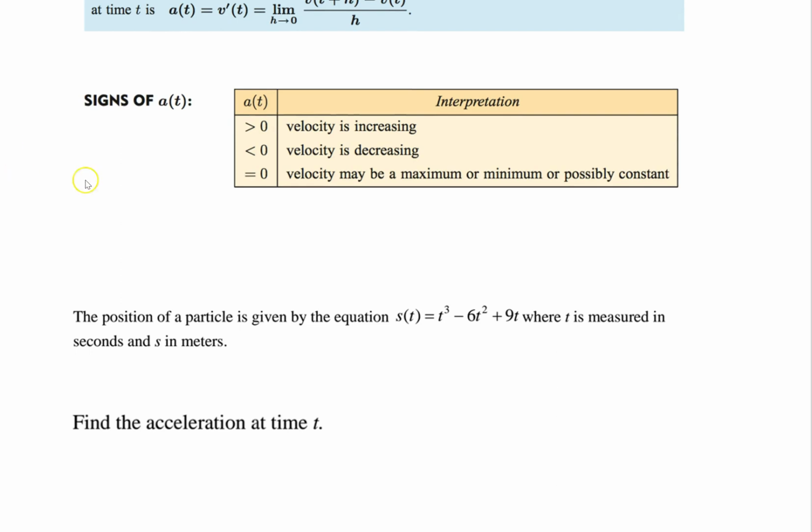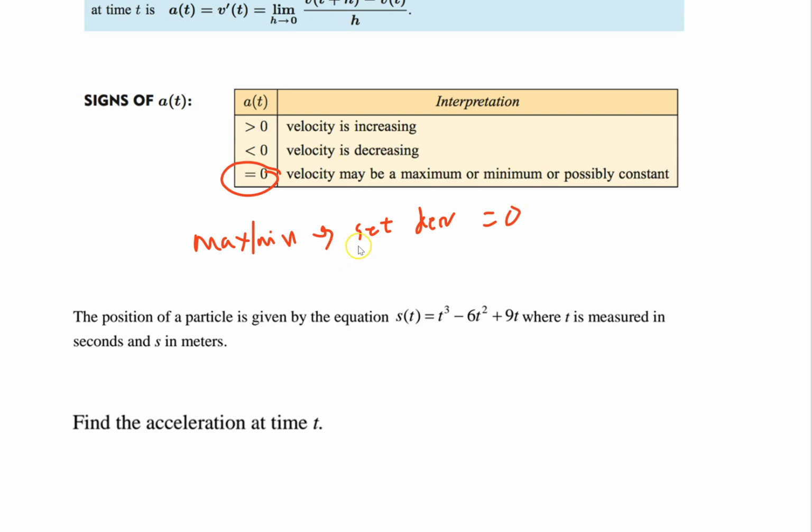So some key terms right here. If acceleration is positive, the velocity is increasing. If it's negative, velocity is decreasing because you're decelerating, basically. You're going to the left. And velocity may be a max or min, which is the thing we're going to talk about more in a second. Anytime I ask you to find the max or min of something, it's always the same thing: you set the derivative equal to 0. That's how you find the max and min of almost anything.